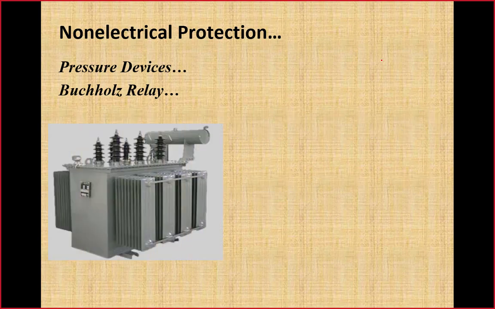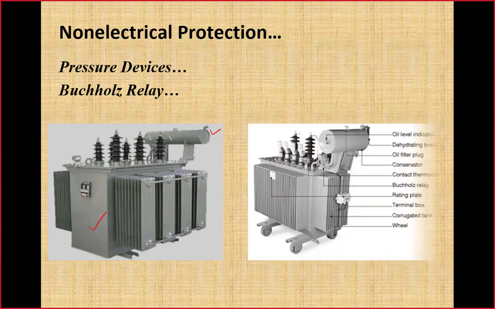So here is another view of a conservator type transformer tank. At the top you can see here, this is the conservator, this is the main tank of the transformer, and in this diagram we can also locate the Buchholz relay connected here. It is connected on the pipe which is connecting this conservator and the main tank. This is that pipe. So it has been installed on that pipe.